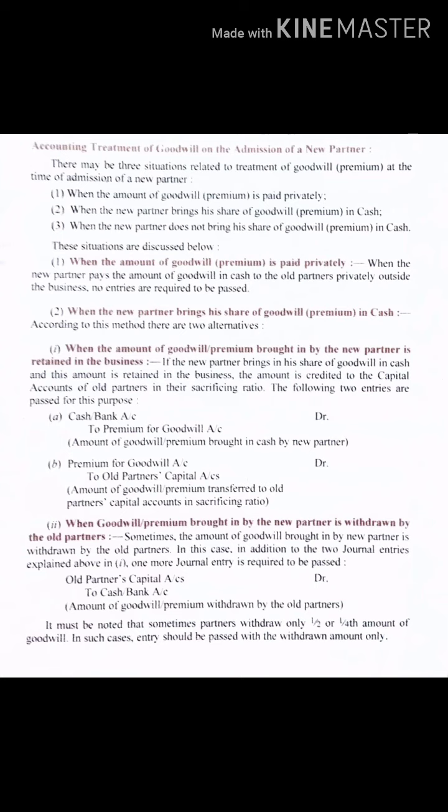So what will be the entry? Entry will be same. A's capital account debit, B's capital account debit to cash account. This is the entry for withdrawal, right? But what will be the amount? Amount will be 2,500, 2,500 and 5,000. Why? Because they have withdrawn half of the amount which has been transferred in their account for goodwill. Fine. We will take one more illustration to understand this complete system further.